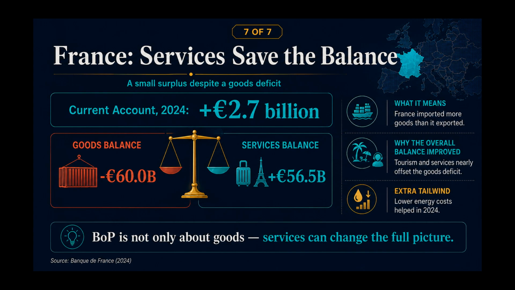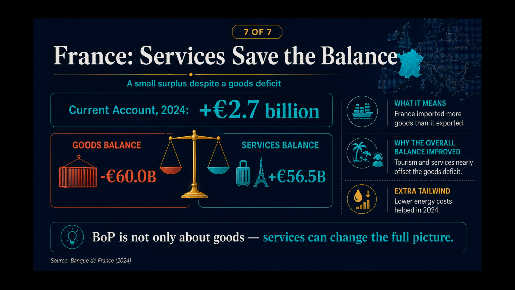Next example is of France. France teaches an important lesson. The balance of payments is not only about goods. In 2024, France had a small current account surplus of about 2.7 billion euros. But inside that number, France had a goods deficit of around 60 billion euros. That means France imported more physical goods than it exported.